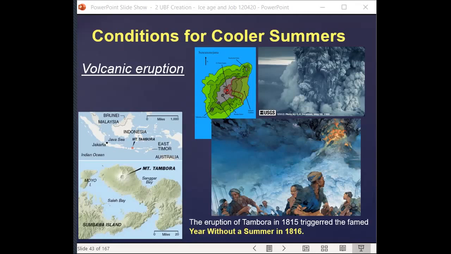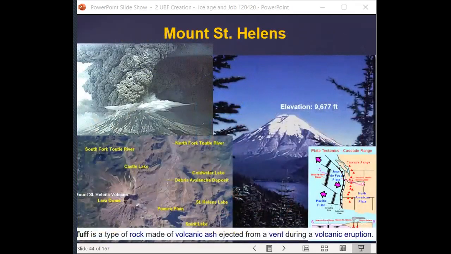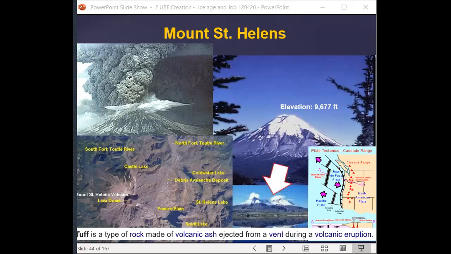Now, the magnitude of volcanic eruptions can be estimated using the size of the area covered by volcanic ash ejected during an eruption. Mount St. Helens was a huge volcano that erupted in 1980. I talked about Mount St. Helens before, right? And as you can see, after the eruption, one third of the mountain disappeared. There was a huge eruption.